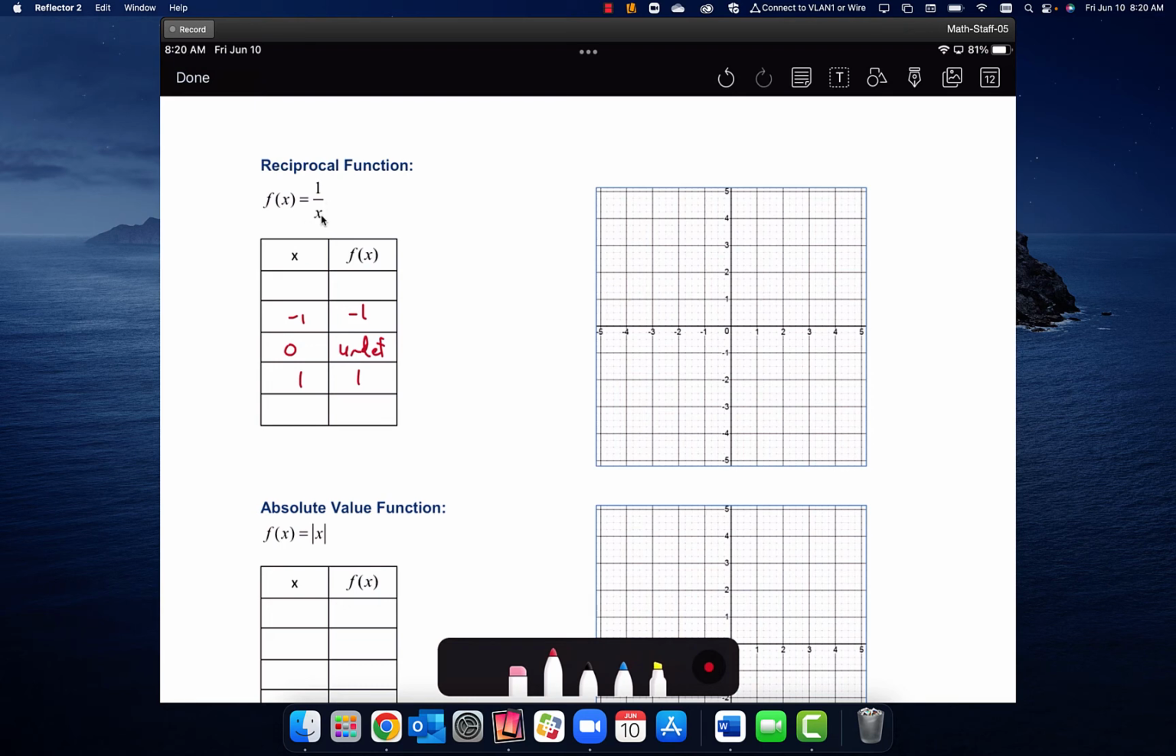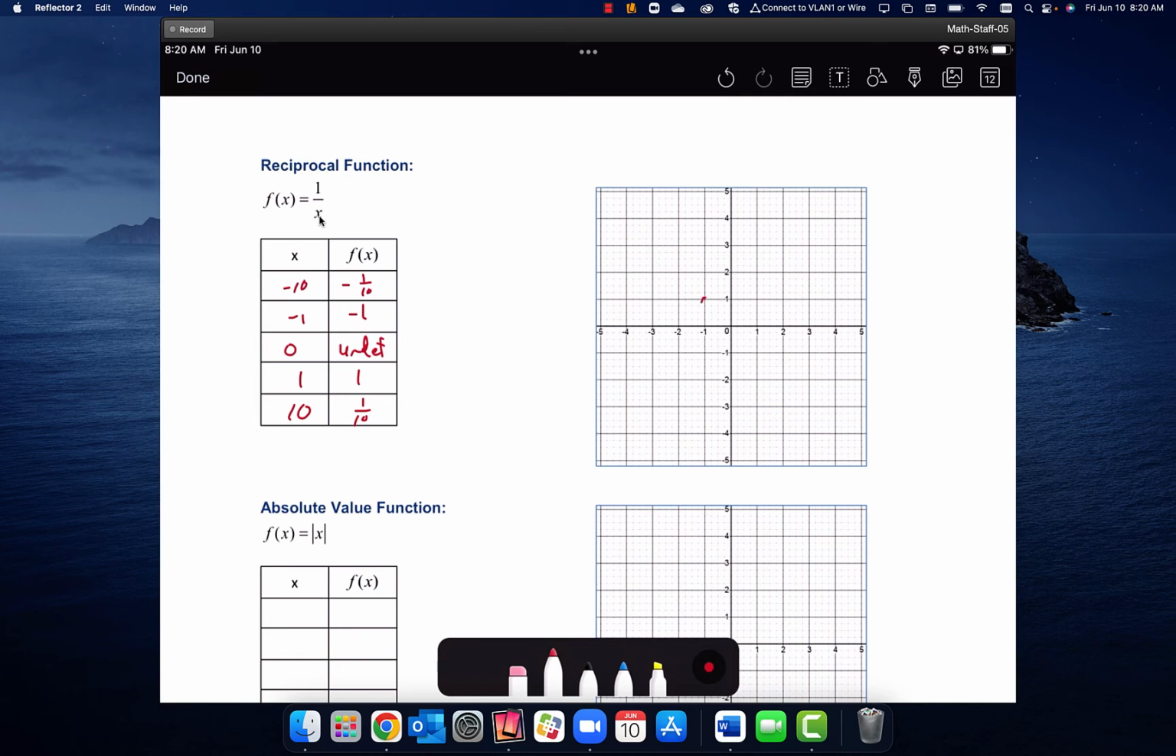As x gets really, really big, the fraction is going to get smaller. So for example, if you did 10, then this would become 1/10. Or if you did -10, this would be -1/10. And so on. As your x values get bigger, the fraction is getting smaller because the denominator x is actually getting bigger.